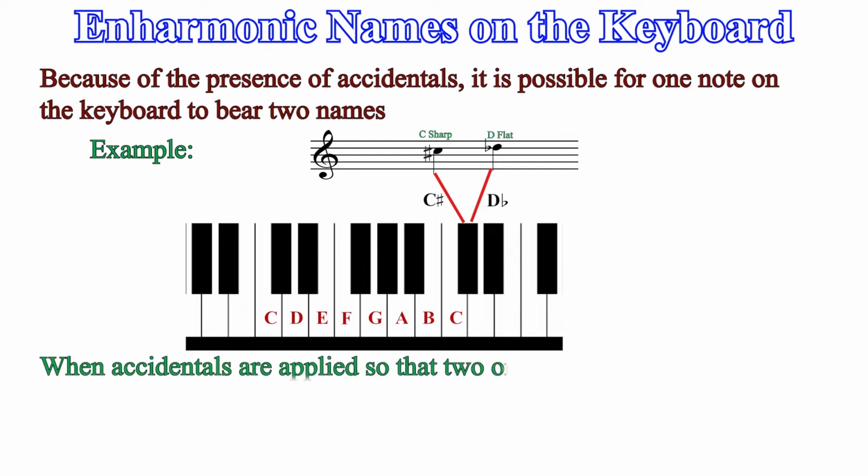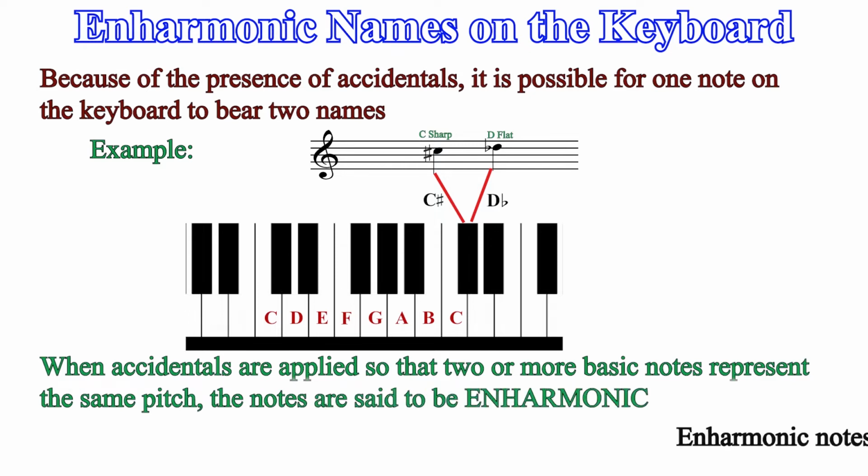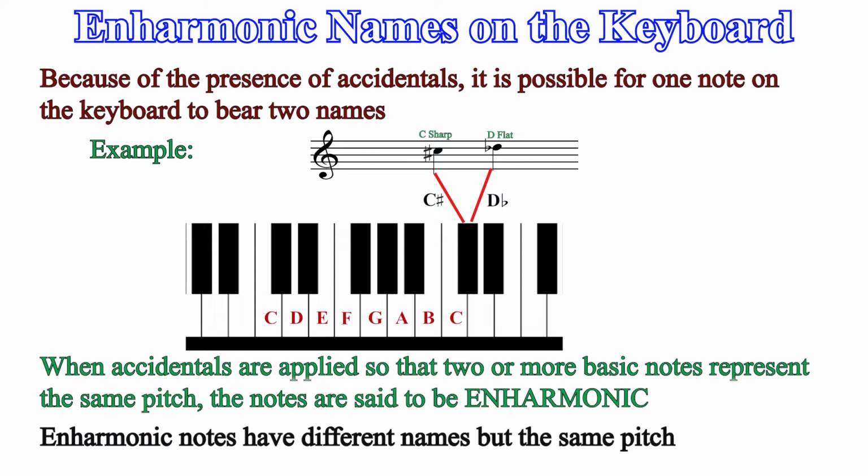When accidentals are applied so that two or more basic notes represent the same pitch, the notes are said to be enharmonic. Enharmonic notes have different names but the same pitch. In reality, some keys can bear more than two names, as shown. The black key to the right of F is normally F sharp or G flat, but it can also be called E double sharp, as we learned earlier.